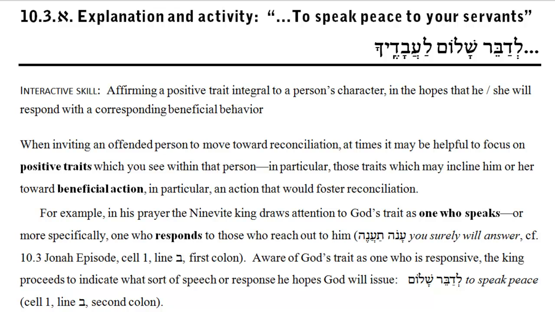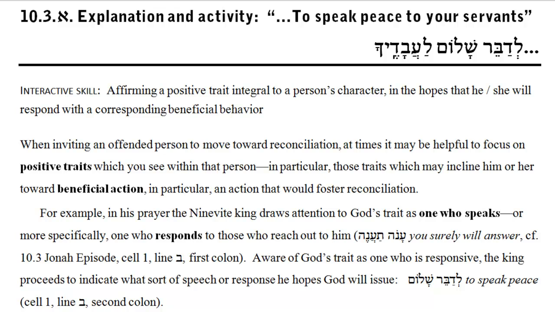The interactive skill that this segment will focus on involves identifying and affirming a positive trait that's integral to a particular person's character in the hopes that he or she will then respond, take action, with a corresponding beneficial behavior. We see the king of Nineveh taking this course of action when he draws attention to one of God's traits as someone who speaks, or more specifically, someone who is responsive to those who reach out to him. So he says, Ano ta'aneh, you surely will answer. He's confident that this is part of God's character.